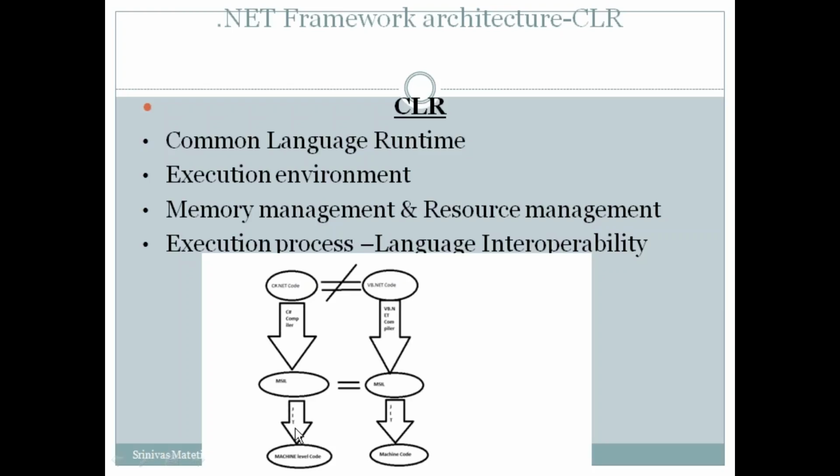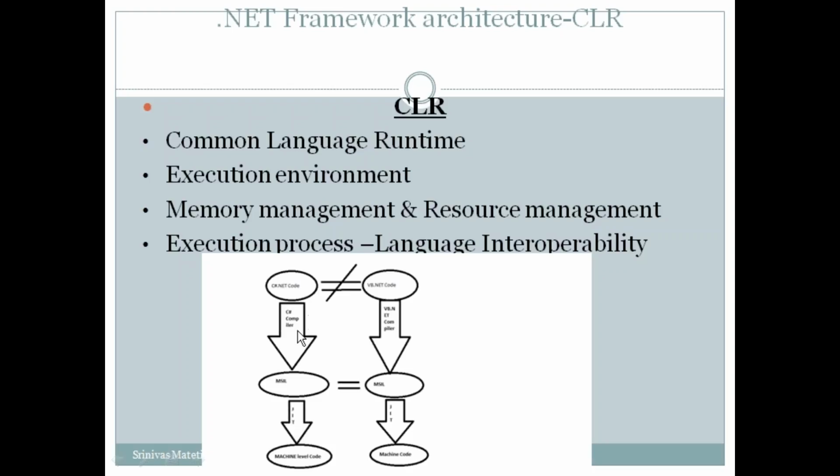Then JIT compilers will pick this MSIL code and convert it into machine level language. As I mentioned, at the MSIL level both the languages or both the files will be equivalent, so they can communicate with each other. That's why a piece of code developed in C# can be used in VB.NET. Here, C# is a Chinese person and VB.NET is a Japanese person. The Japanese person doesn't know Chinese and the Chinese person doesn't know Japanese, so they cannot communicate with each other.